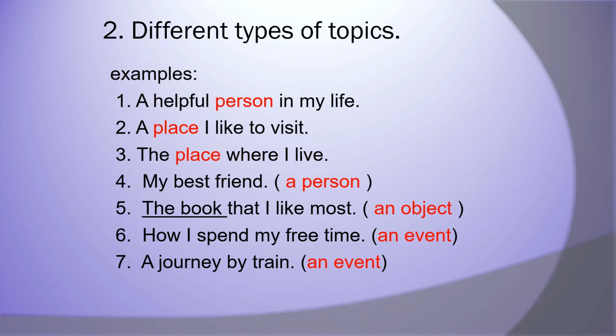Well, now let's look at the second one, that is different types of topics. Look at these examples given. A helpful person in my life, a place I like to visit, the place where I live, my best friend, the book that I like most, how I spend my free time, a journey by train. Well, now look at the words highlighted here, given with red.